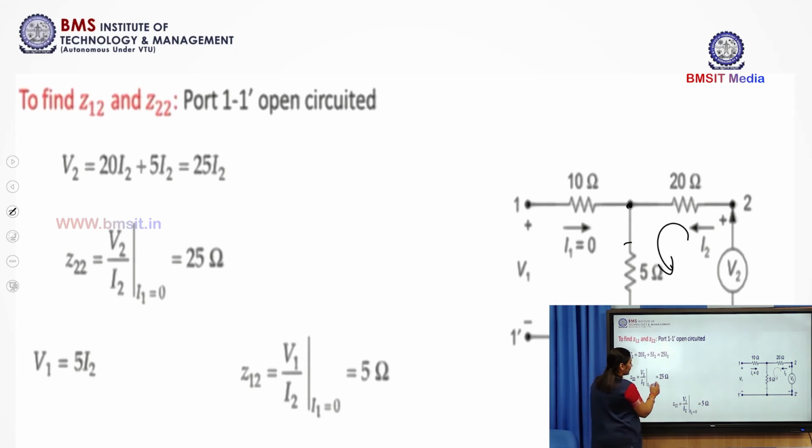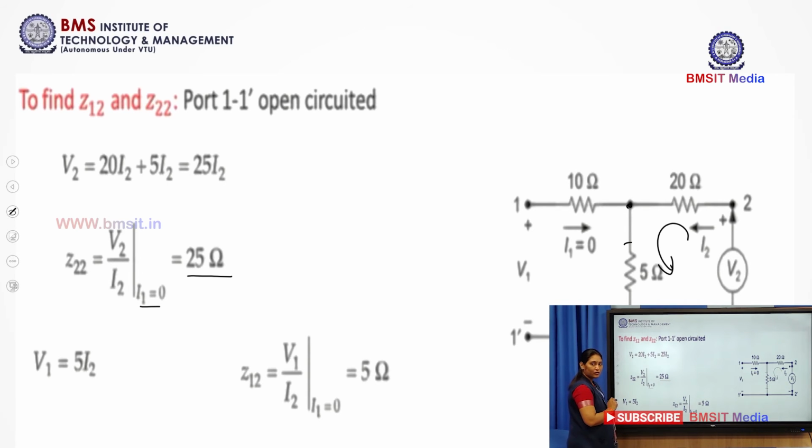In order to evaluate Z22, we have Z22 equal to V2 by I2, provided I1 will be equal to 0. By substituting V2, that is 25 I2, and in the denominator we have I2, so I2 will get cancelled, remaining is 25 ohms. So, Z22, the output impedance, is equal to 25 ohms.